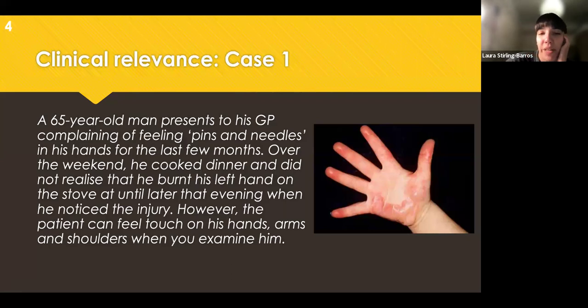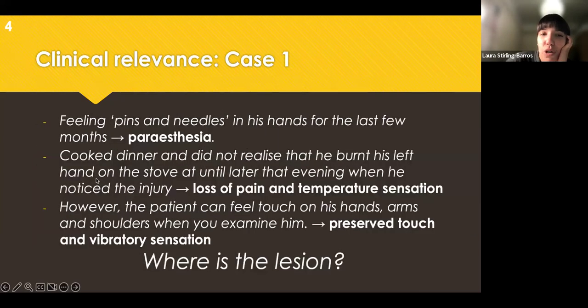So let's think about this. We're saying that he's lost pain and temperature sensation, and also has some paresthesia, that means the pins and needles. However, he has preserved touch and vibratory sensation. What do we think is the system that is affected in the spinal cord in this lesion? Anyone who's brave, you can put it in the chat.